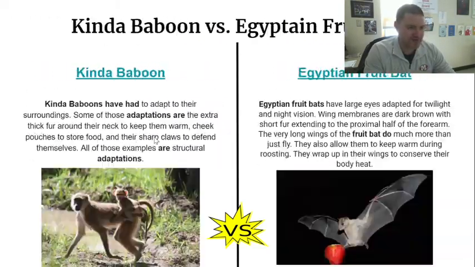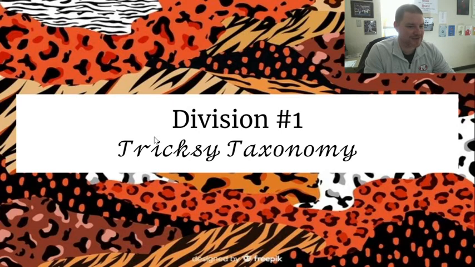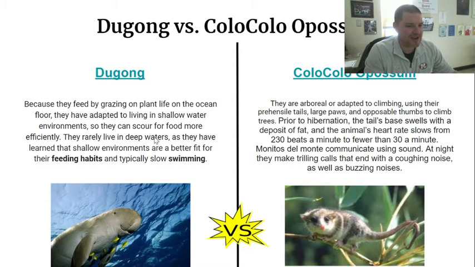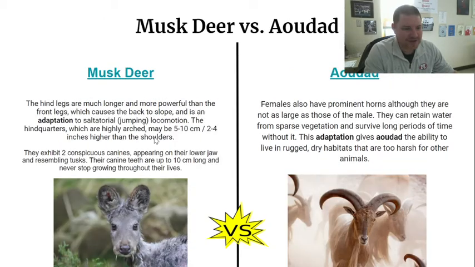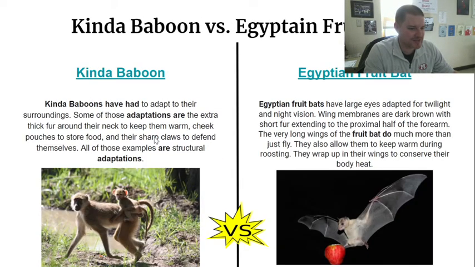And they're different divisions this year. They've got a couple of different ones. They've got some Tricksy Taxonomy, which will be animals where they've been classified as different things throughout their lives. So scientists aren't sure of what group they belong to. So that's all of these things coming up with them.